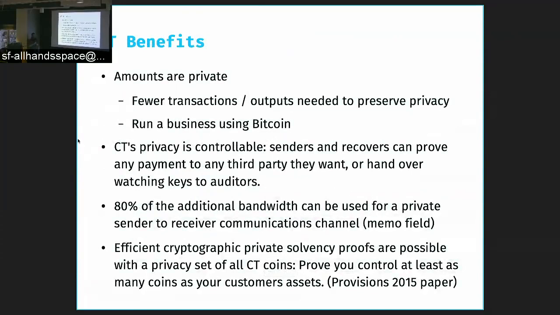So what benefits do we get out of this? Well, the amounts are private. And that has some direct effects. For example, in many cases, you need fewer transactions or outputs in order to preserve privacy.